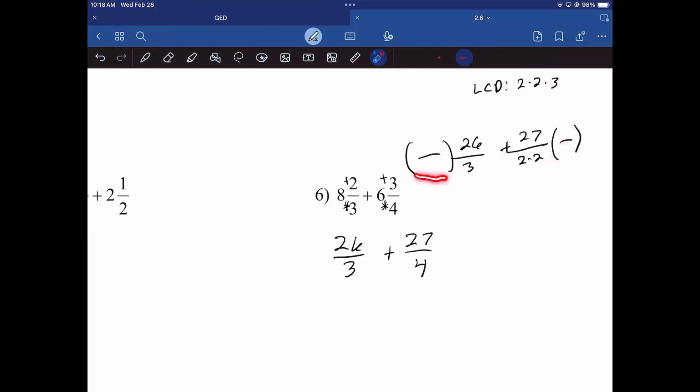And on this side, I'm missing the 2 times 2. So I'm just going to write that 2 times 2. And that one's a 3. What I do to the bottom, I have to do to the top. Otherwise, I'm making up math. If we were going to do that, we'd do that with money.